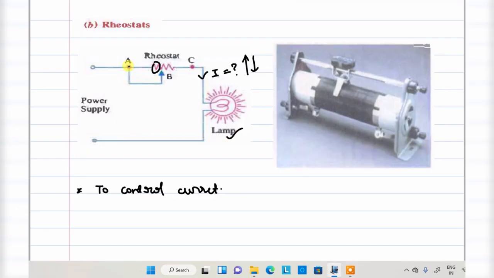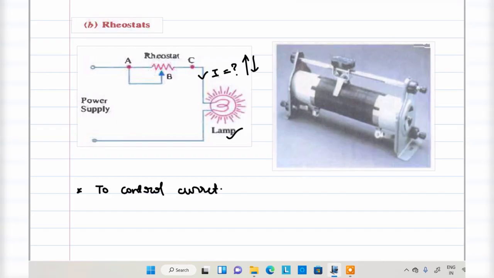Once again I will repeat. For example, this B terminal at this particular point, the entire resistance is neglected, the entire resistance is cut down, and the A terminal is directly connected to the C. That means the entire power supply appears across the lamp and it will be very bright. Next, this B terminal connected towards the A terminal means the entire resistance is included. Whenever the entire resistance is included, the brightness is going to decrease. The current flowing through the lamp will decrease.